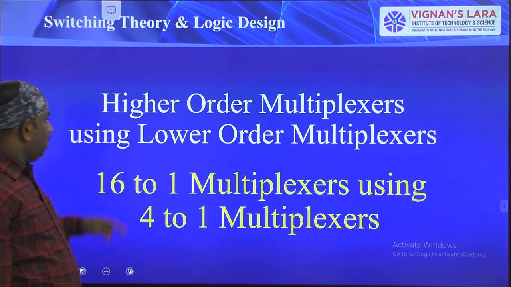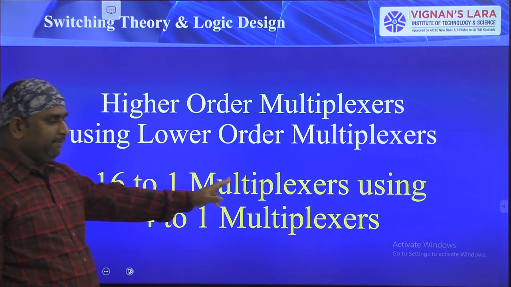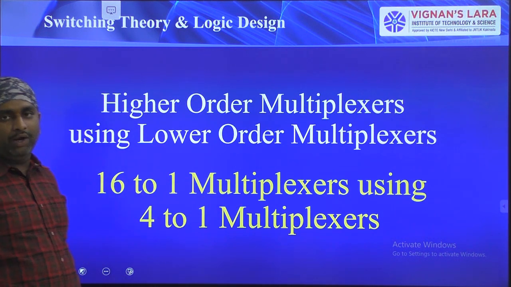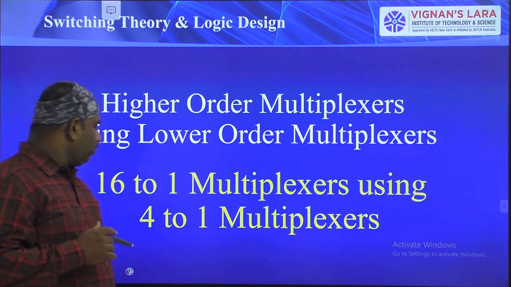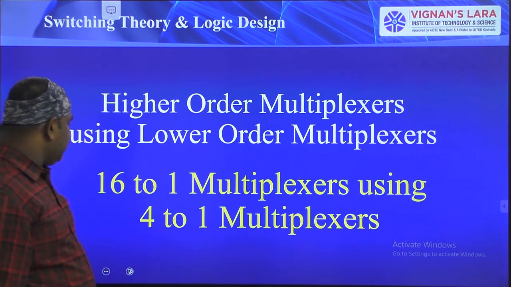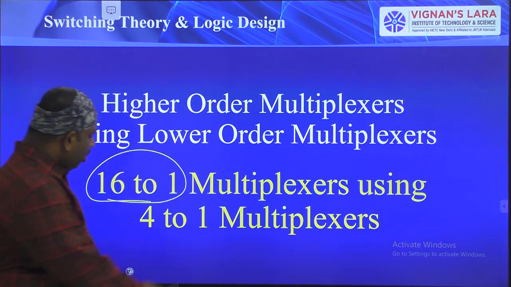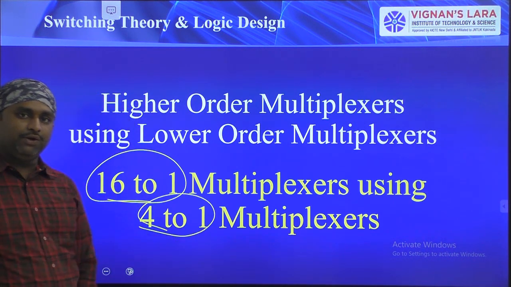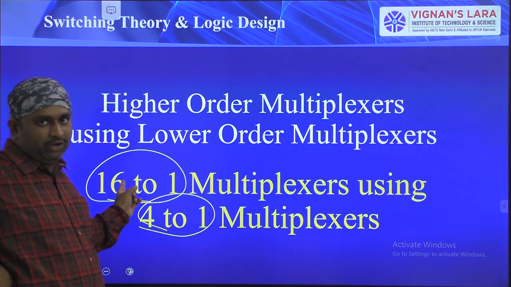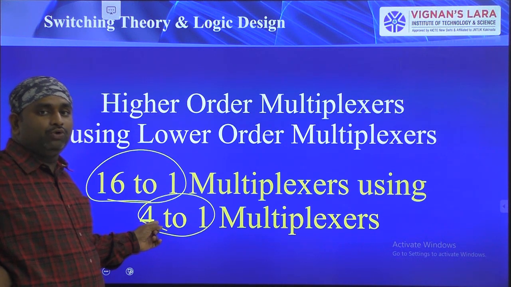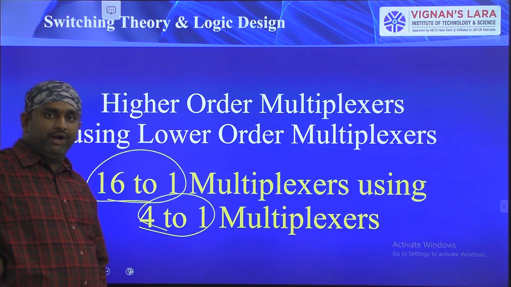Next, the same higher order multiplexers. So, 16 to 1 multiplexer using 4 to 1 multiplexers. For implementing a 16 to 1 multiplexer, how many 4 to 1 multiplexers are required? At the input side, you have to take 16 input lines, but you have to use 4 to 1 multiplexers. How many 4 to 1 multiplexers are required?